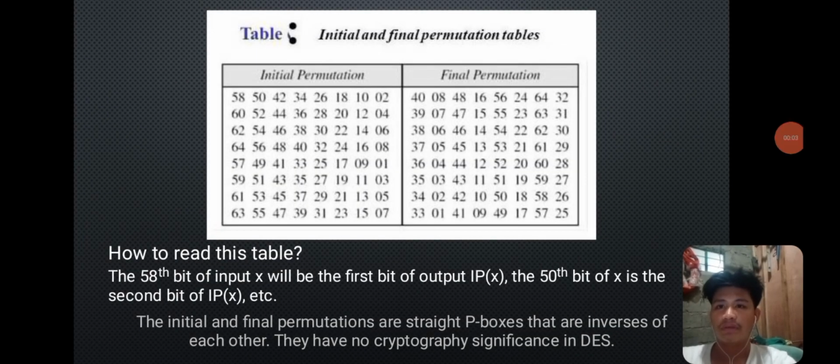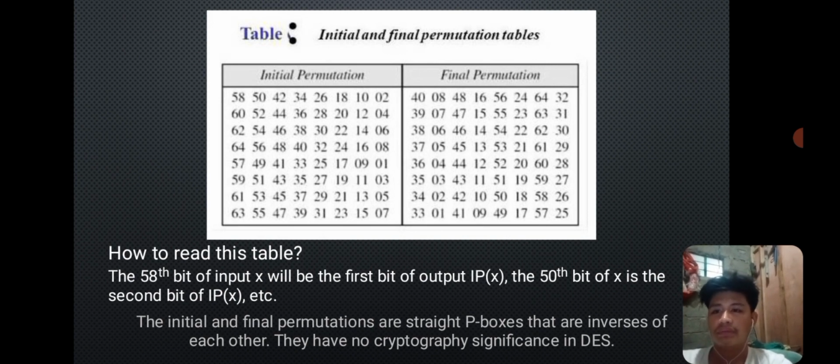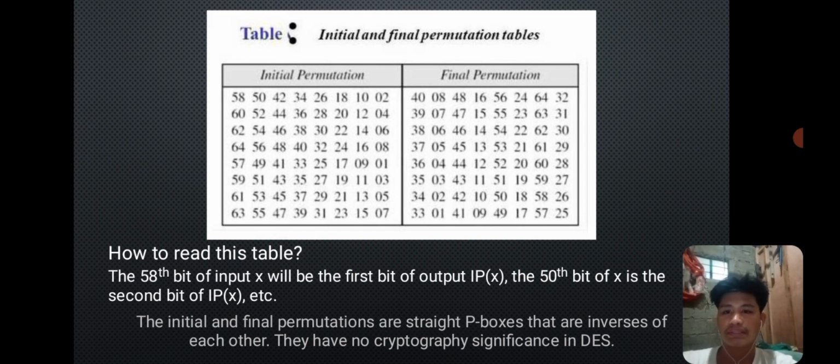Initial and final permutation tables. How to read this table? The 58th bit of input X will be the first bit of output IP(X). The 50th bit of X is the second bit of IP(X), and so on. The initial and final permutations are straight P-boxes that are inverses of each other. They have no cryptographic significance in DES.